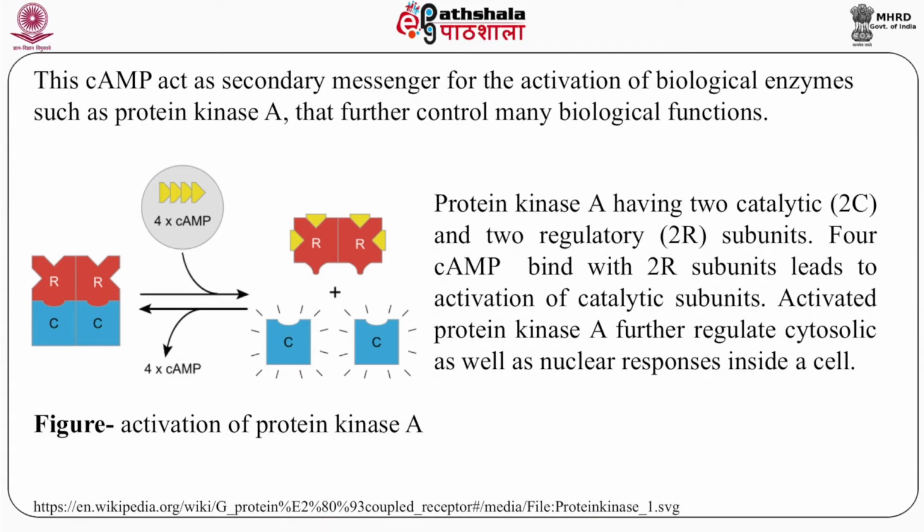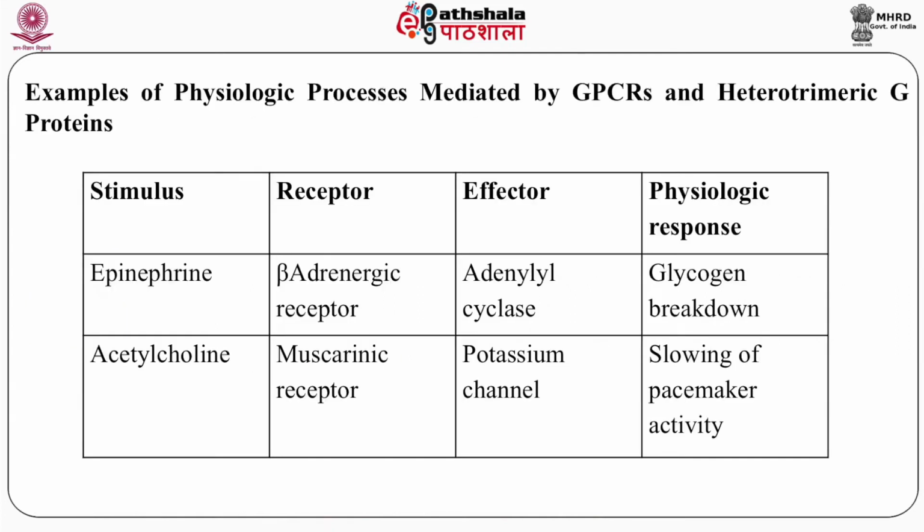G alpha subunits become inactive by hydrolysis of GTP to GDP and inorganic phosphate. This decreases the affinity for the effector and increases the affinity for beta gamma subunits, which results in dissociation from the effector and reassociation with the beta gamma subunits to form the inactive heterotrimeric G protein.